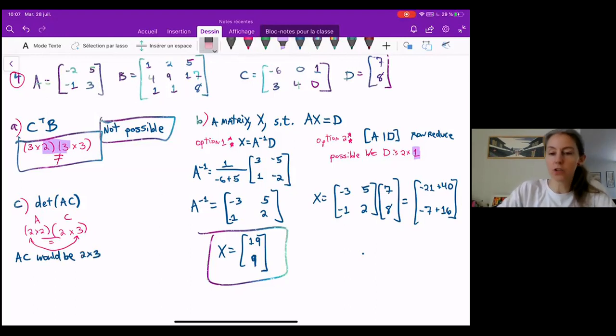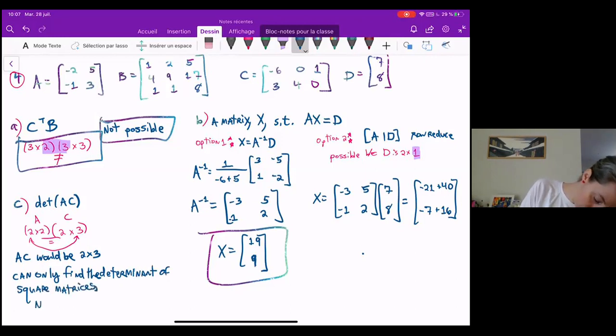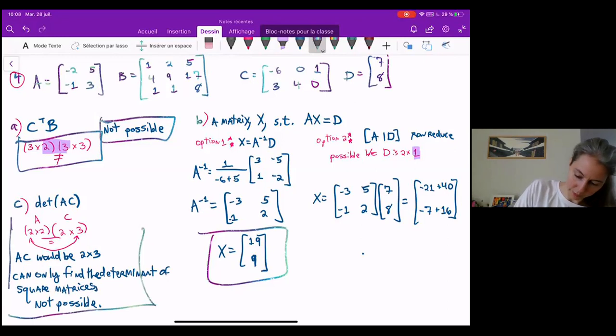Can I take the determinant of non-square matrices? Nope. So we can't, so it does not make sense to waste our time multiplying them together when we see that the size would give us something that doesn't have a determinant. So I can only find the determinant of square matrices. This is not possible.